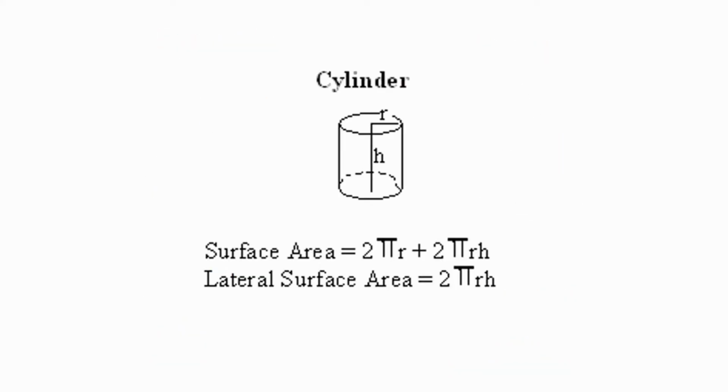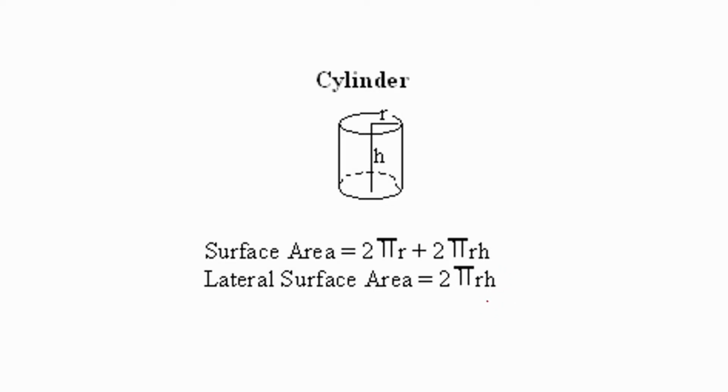Last but not least, we have our cylinder. The total surface area for a cylinder is 2 pi r squared plus 2 pi r h. And the lateral surface area, which is just around the outside, is 2 pi r h.